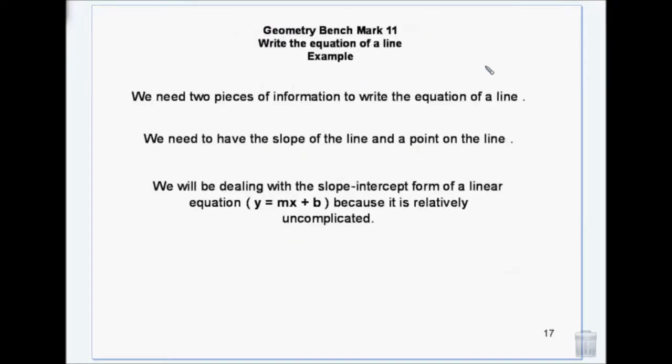Now, most often when you write an equation of a line, you're going to write it in slope-intercept form. So that's y equals mx plus b. That's the most common form for writing the equation of a line, aside from standard form. You have to have two pieces of information to write this. You have to have the slope and a point. This is required information.